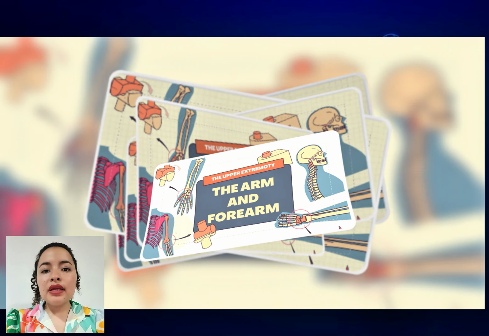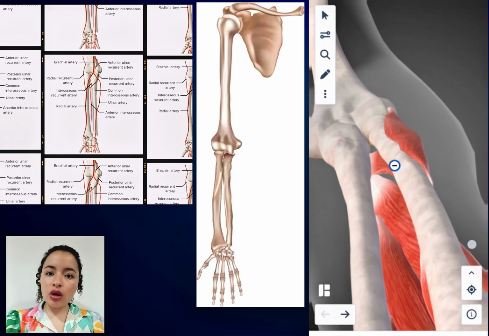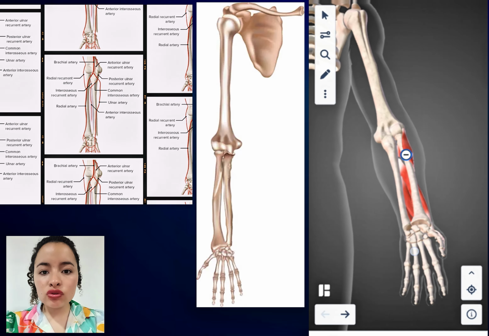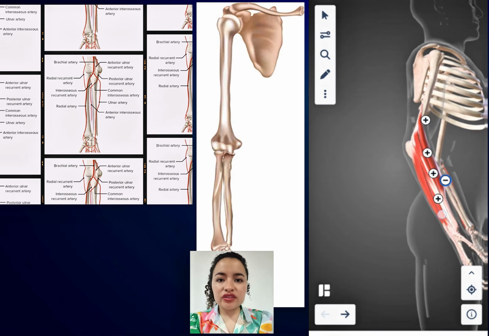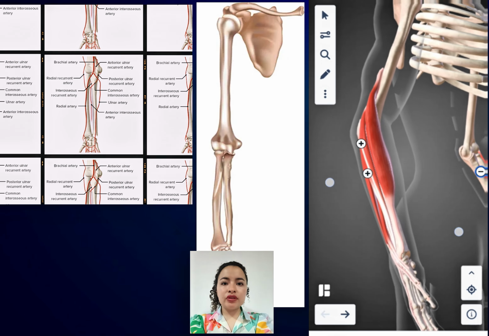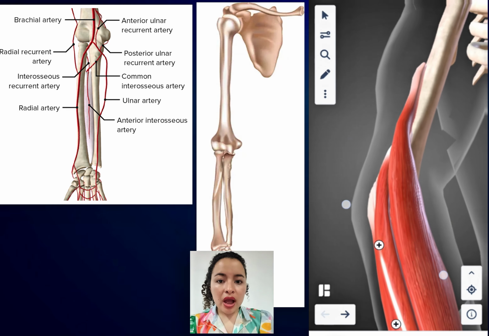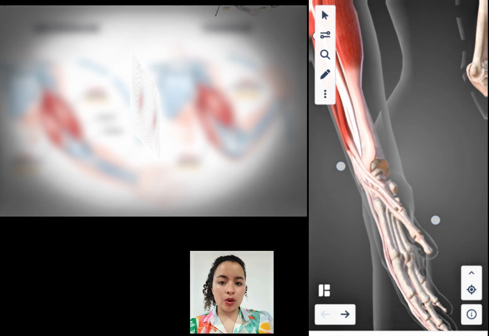Hello friends. In this video, we will talk about a part of the upper limb that comprises from the shoulder to the wrist. We will analyze these bones, joints, and muscles that involve different functions: elbow movement, forearm rotation, and wrist movement. We will also look at the vessels and nerves from the shoulder to below the elbow.